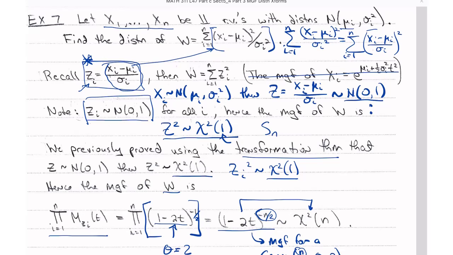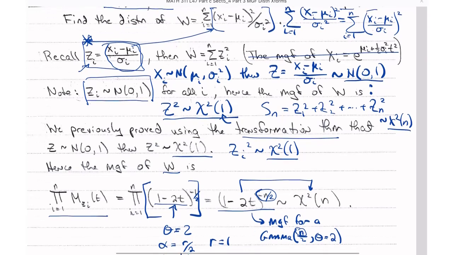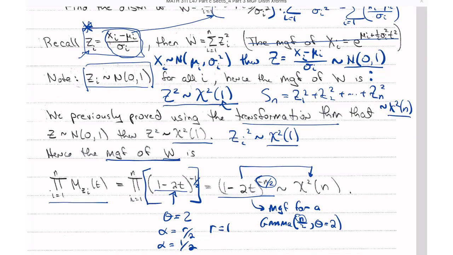So S of n equals z1 squared plus z2 squared plus up to zn squared. They're all chi-squared 1, and there's n of them. So these are chi-squared with n degrees of freedom. That's the result, and we've just shown that using the MGF method or technique here.